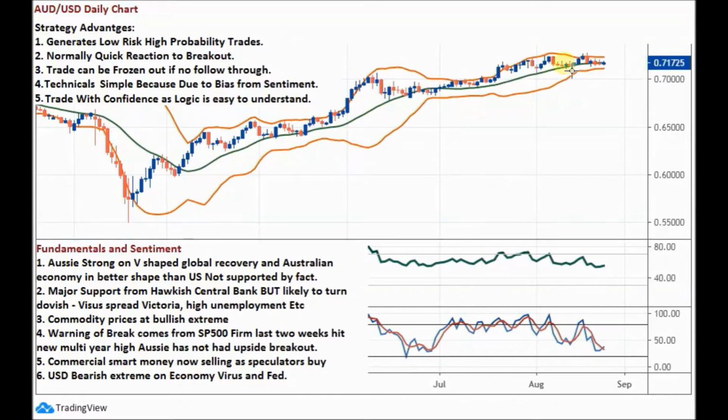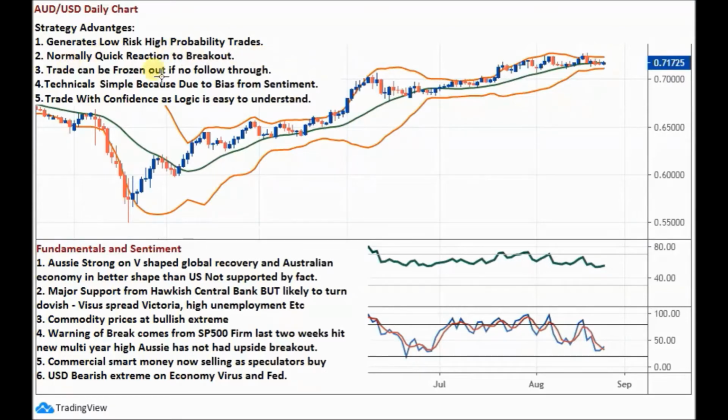I'll do my technicals in a moment, also the fundamentals, the sentiment behind the chart, but just in terms of the strategy or setup's advantages for new viewers. I'm sure regular viewers know how much we like this setup. It generates low risk, high probability trades. You always get low risk and high reward on these trades, okay, if you do them in the correct way.